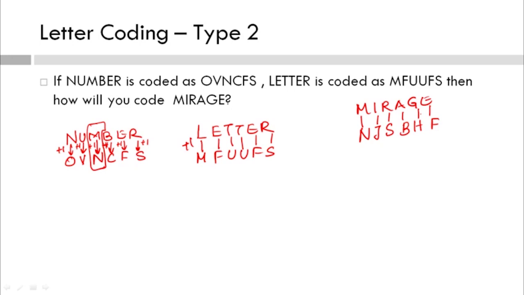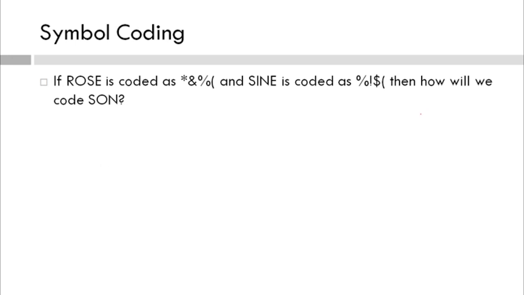I hope this type of coding is clear to you. Let's move on to the next question. The next question is on symbol coding. What is given here? If rose is coded as follows and sign is coded as follows, then how will you code sun? What is the code for rose?